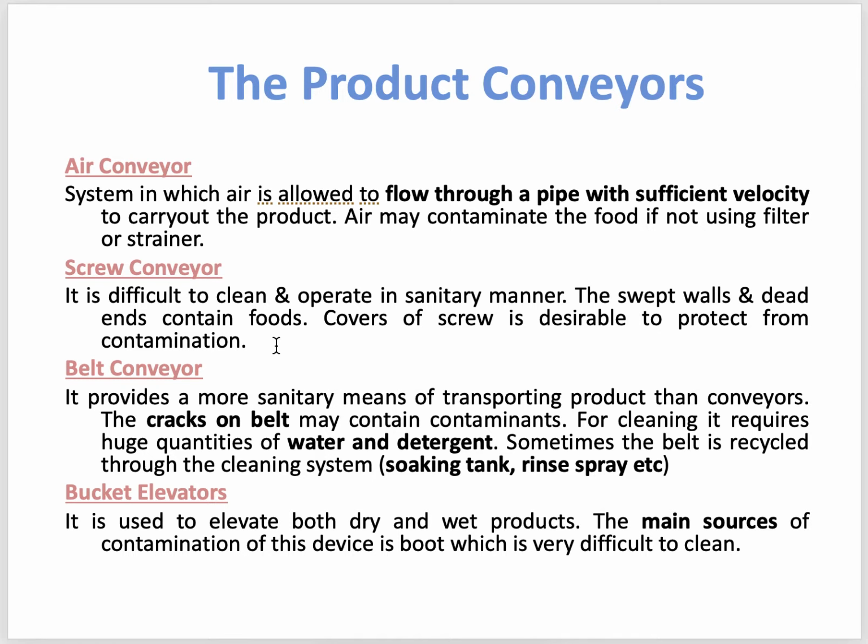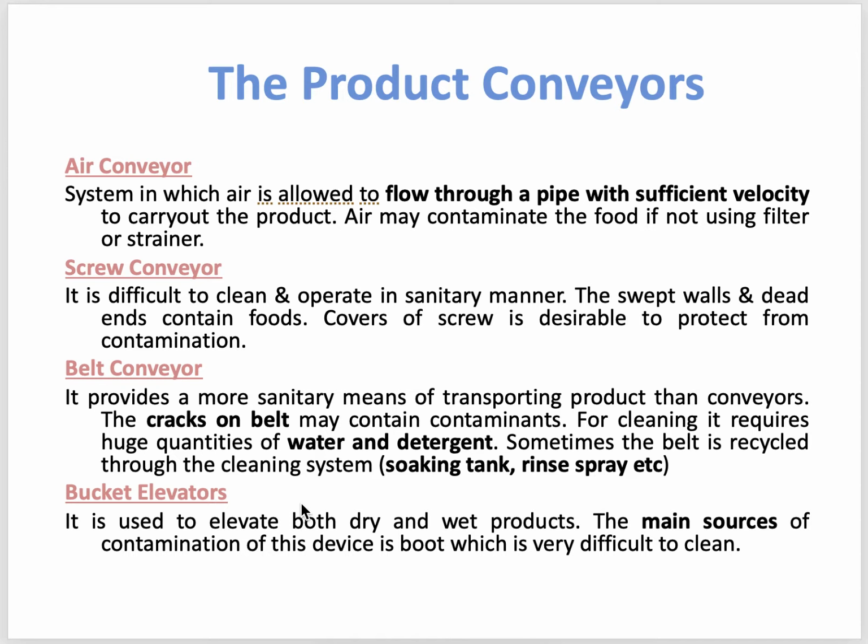And another type of conveyor, the belt conveyor. It provides a more sanitary means of transporting product than screw conveyors, however the cracks on the belt may contain contaminants. For cleaning, it requires huge quantities of water and detergent. Sometimes the belt is recycled through the cleaning system, like a soaking tank, rinse spray, etc. I think you all have seen the belt conveyor. It's like a belt, and the items that we want to transport are placed on the belt. As the belt moves, the items get transported.